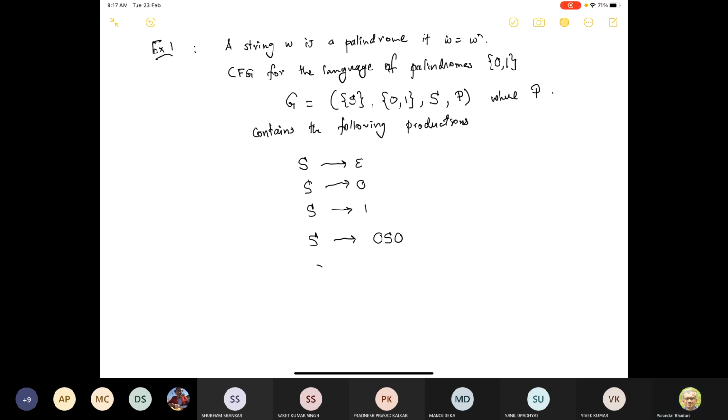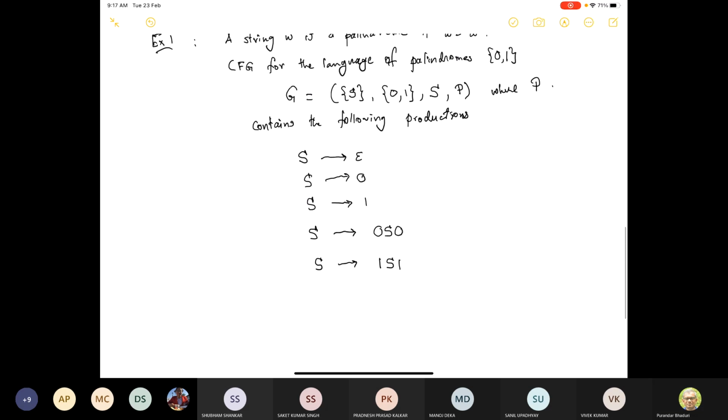And similarly, you can put a 1. If you already have a palindrome, you can put a 1 at the beginning and the end, and you have a palindrome, okay? And you don't need any more rules. These rules are complete, right?